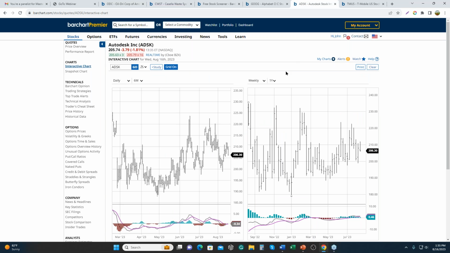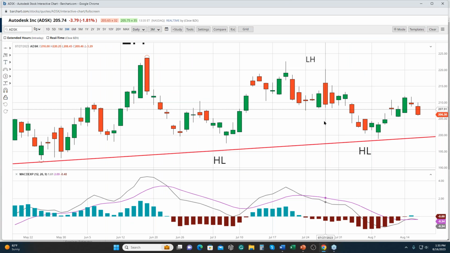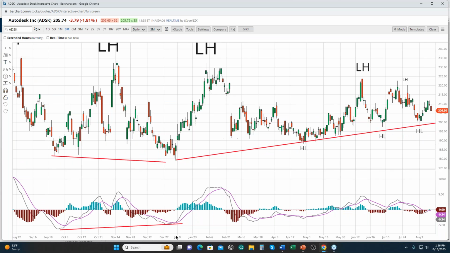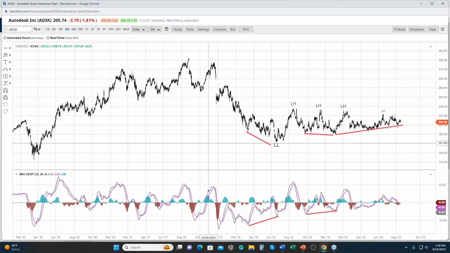So let me go to ADSK. This is Autodesk. Some of you might be familiar with this. Again, let me turn off this grid for a second. I want to go back to the chart. And I want to really hone in for you this idea of positive divergence and this change of character.